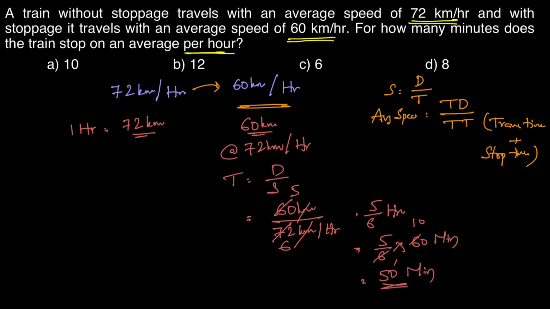So if the train is moving at a speed of 72 kilometers per hour, it takes only 50 minutes to cover 60 kilometers. But it is taking 1 hour overall because the difference in time period is the stoppage time. So the idle time is 1 hour minus 50 minutes, which is equal to 10 minutes of stoppage time.